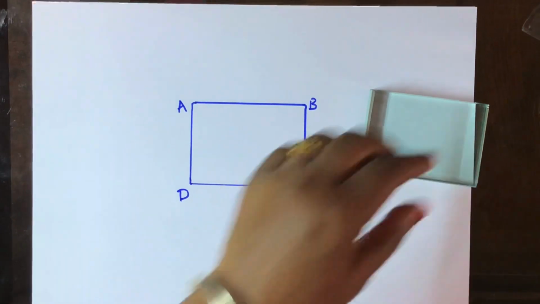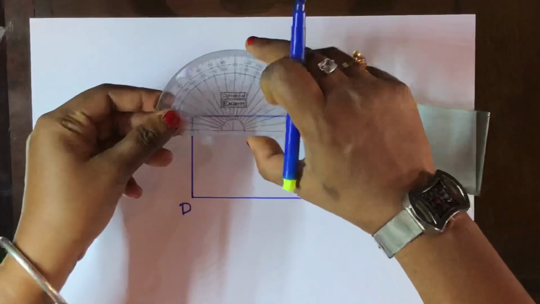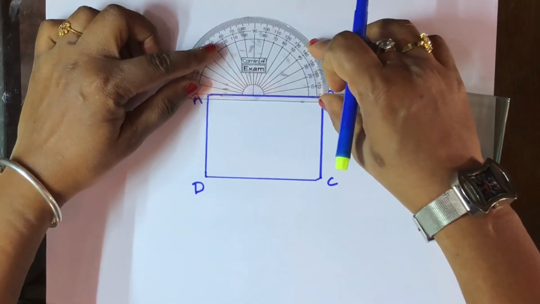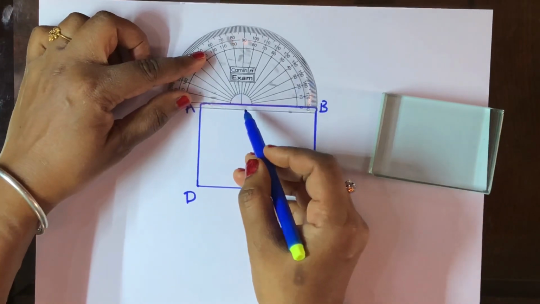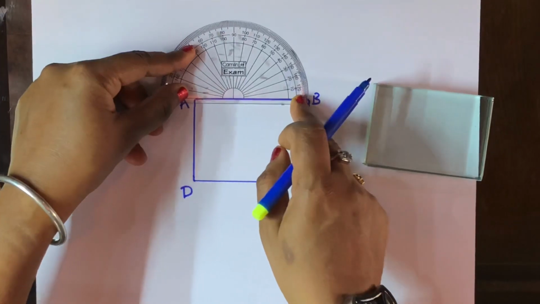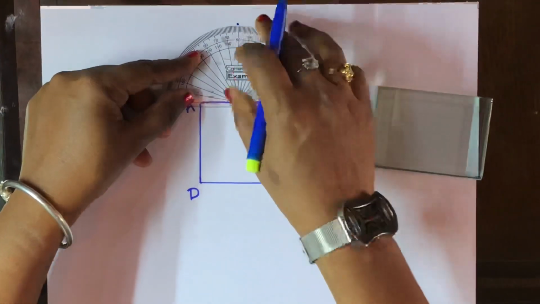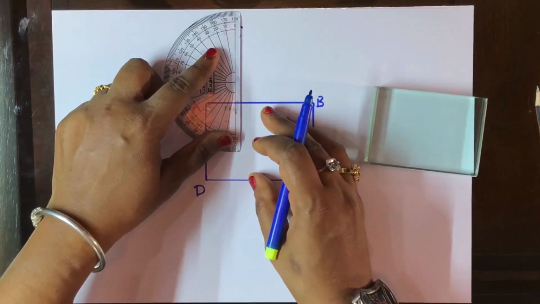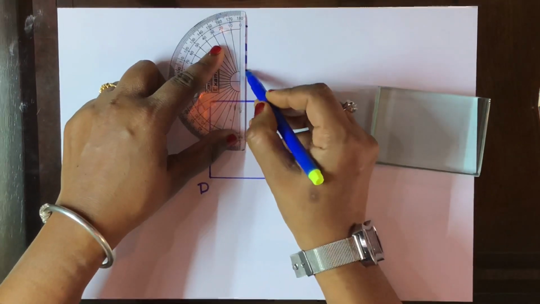Now let us take a protractor and place it on AB. As you can see, the line of the protractor, I am placing it on AB. Now I am drawing a normal to the surface AB. Normal is the 90 degrees, with the help of the dotted lines.